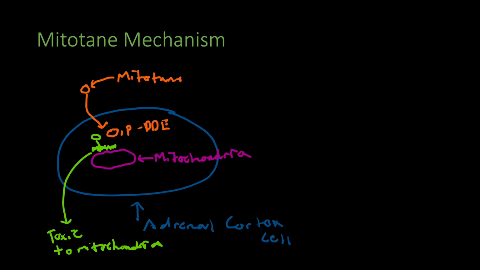Mitotane, this one is another unique mechanism. It's going to convert to a toxic metabolite and become toxic to mitochondria, so it's going to prevent production of cortisol in this way. Again, it works in the adrenal cortex cell as well. And so it will destroy that mitochondria from doing its work in producing these enzymes to produce more cortisol.